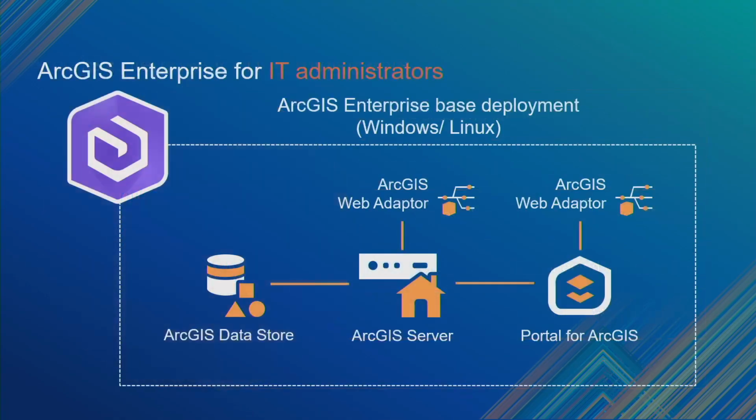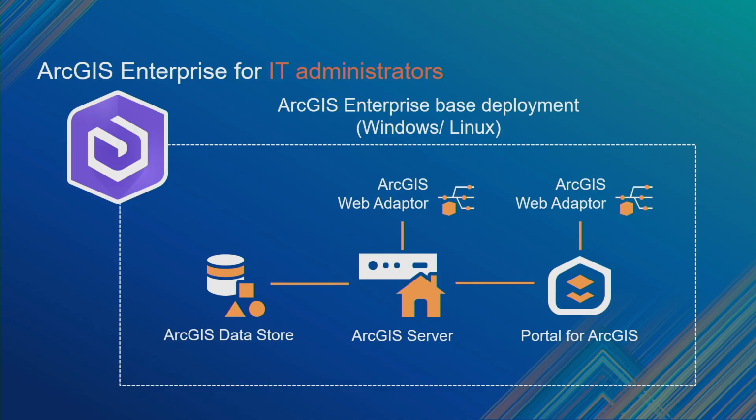Now, as an IT administrator, it's probably helpful to understand what ArcGIS Enterprise looks like behind the scenes. And so here on the screen, we have the concept of the ArcGIS Enterprise base deployment. This is specifically for our Windows and Linux deployment options. ArcGIS Enterprise on Kubernetes is our cloud-native option, as I said, and it's built on a series of microservices, so the architecture looks very different behind the scenes, but the majority of our users today are on Windows and Linux, so we'll focus here on that architecture.